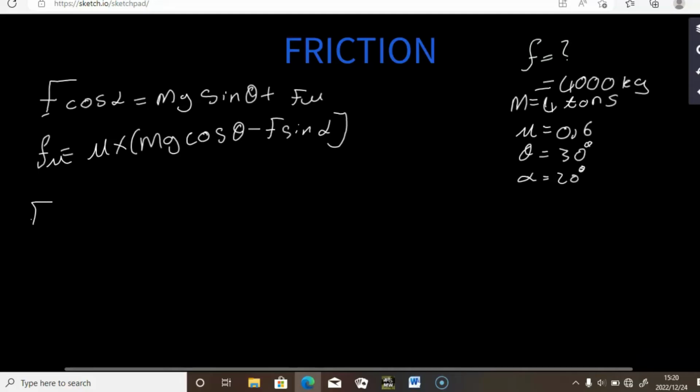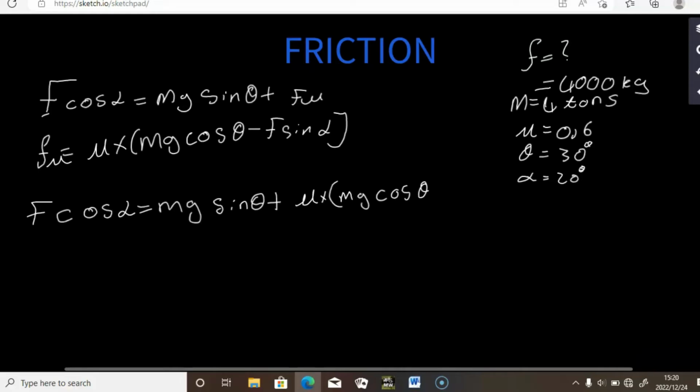and then we're going to have f cos theta is equals to mg sine, is f cos alpha, not theta, mg sine theta plus mu in bracket mg cos theta minus f sine alpha.